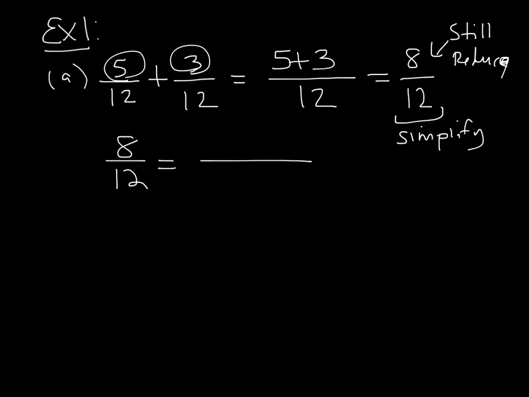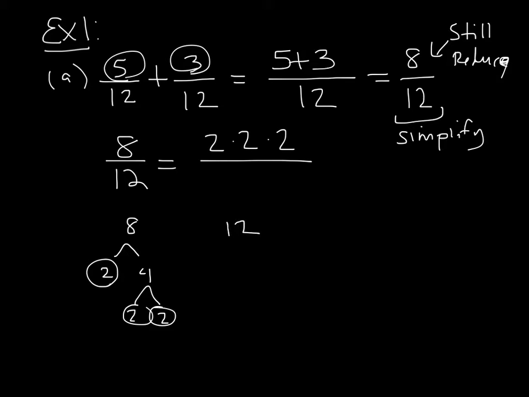Well, 8, if you're not sure what that is, 2 times 4, that's prime, 2 times 2. So 8 is 2 times 2 times 2. And similarly with 12, you can break up 12 into any factors. It doesn't really matter. Let's just say 6 and 2. If you want to do 3 and 4, or 4 and 3, it doesn't matter. You're going to get the same factors. This is 6, so that's 3 times 2. So we get 3, 2, 2.